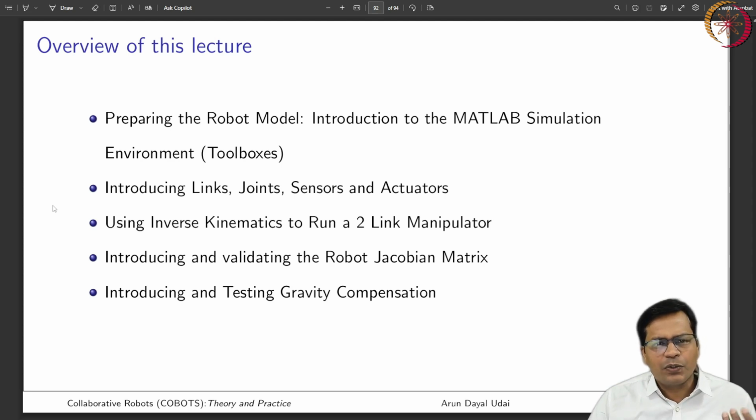I'll introduce how to use the robot Jacobian and how to validate the Jacobian matrix. This is very important because once you introduce the Jacobian, it should be validated that it is giving you correct values. I'll also introduce the gravity compensation block and test that on a two-link manipulator as well.